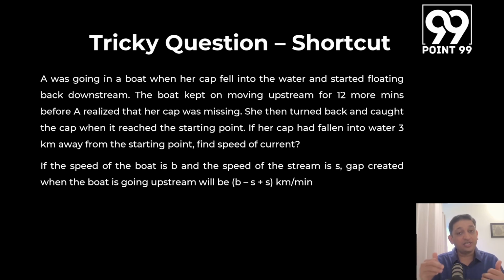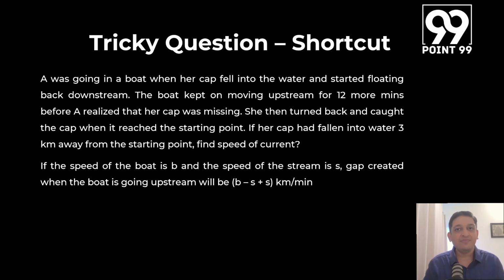We know that the boat is going upstream, so the speed of the boat is going to be B minus S in this context. We know that the cap is traveling along the stream and the cap does not have any speed of its own, so it is traveling at a speed of S. Now we can say that because the boat is traveling at a speed of B minus S and the cap is traveling at a speed of S in the opposite direction, the gap that is going to be created is going to be the sum of the two speeds. So B minus S plus S kilometers per minute.